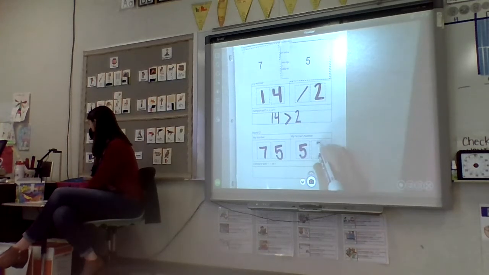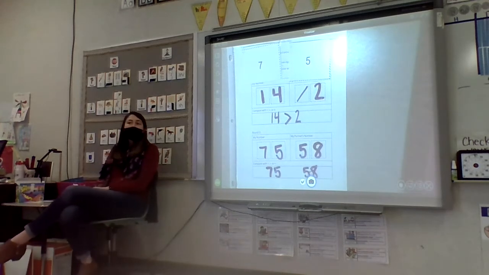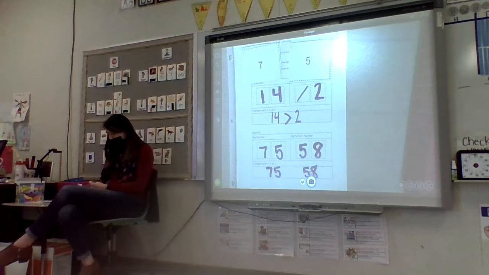And 8 1s? Okay, so these are a little higher numbers. I'm going to rewrite these down here. What could I say about these two numbers? Cora? That they're different, but 58 is less than 75.